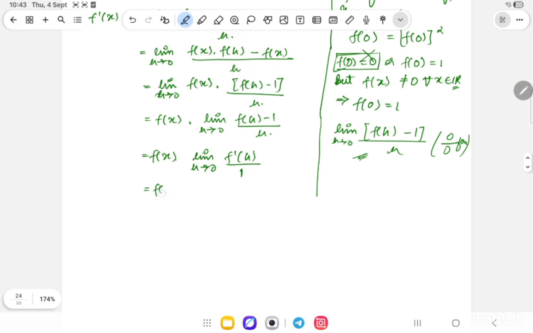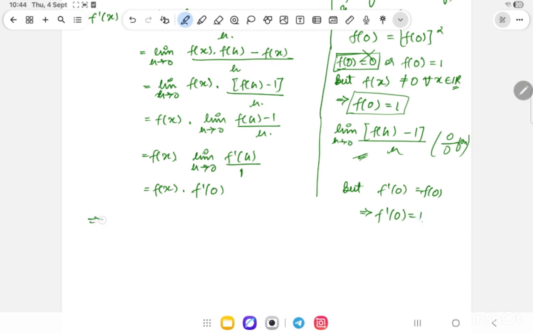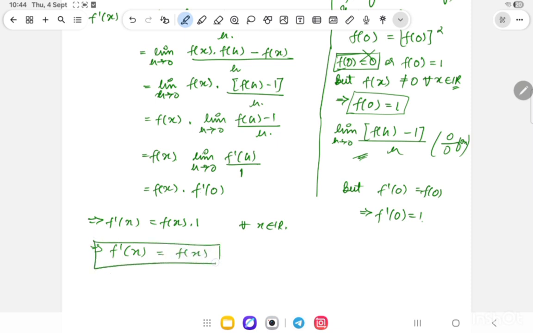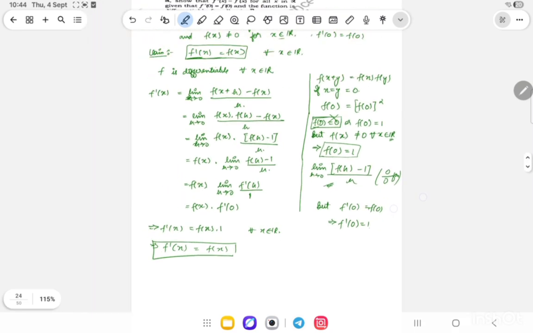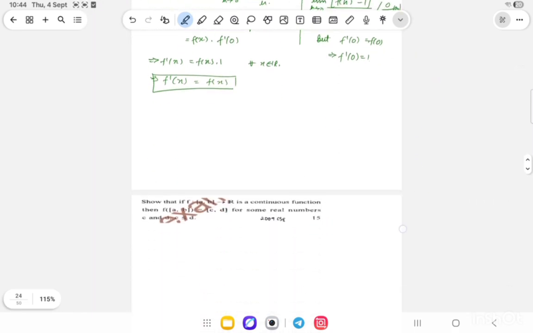So this will be equal to f(x) times f'(0). But in the question it is given that f'(0) is equal to f(0), and I have found out that f(0) is equal to 1. So from here I got my f'(0) as 1. So my f'(x) is equal to f(x) times 1 for all x in R. So I have proved that the derivative f'(x) is equal to f(x) only. So this is what I was supposed to prove in this question. So let's move to the next question.